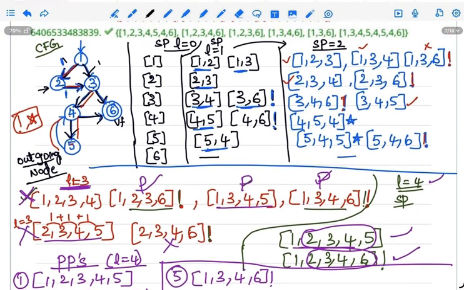simple paths of length equal to 2. Next 1, 2, 3, this one, a simple path of length 2, the yellow color one. So 1, 2, 3 is covered here in length equal to 3, so it is not a simple path. 1, 3, 4 is covered here. It's not a simple path. 1, 3, 6 is a prime path.